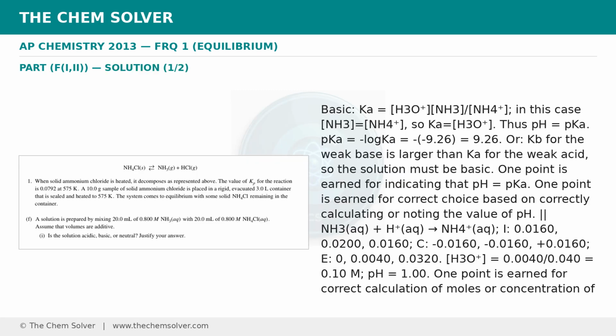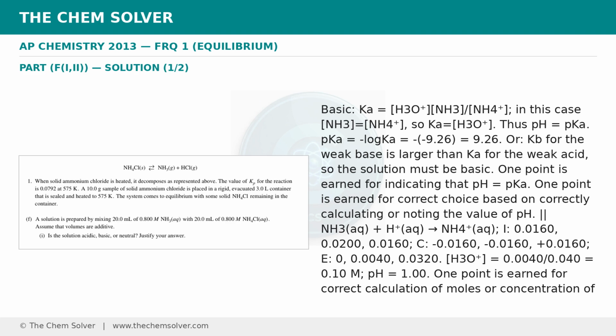Basic. Ka equals [H3O+][NH3] divided by [NH4+]. In this case, [NH3] equals [NH4+]. So Ka equals [H3O+]. Thus pH equals pKa. pKa equals negative log Ka equals 9.26, so pH equals 9.26. Or Kb for the weak base is larger than Ka for the weak acid, so the solution must be basic. 1 point is earned for indicating that pH equals pKa. 1 point is earned for correct choice based on correctly calculating or noting the value of pH.